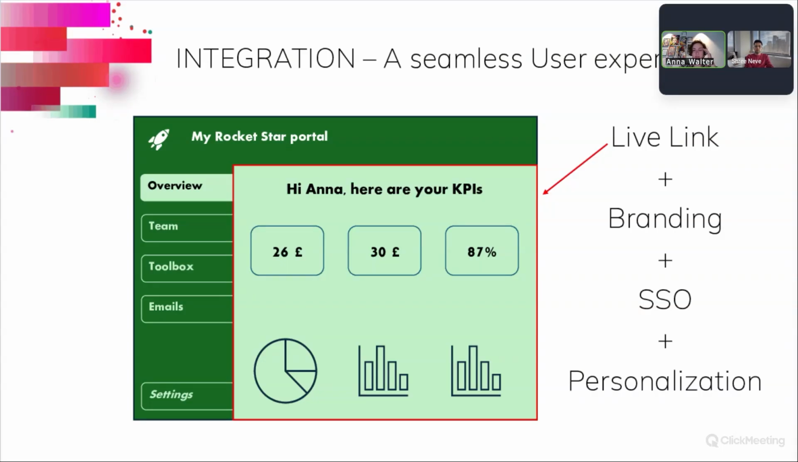For example, here we have a very simple app where we have an overview with the KPIs of the user. The KPI here is actually a live link from ClicData. The rest is your app. And of course, you can brand it. You can log in people via SSO so that when they load that page, they're automatically logged in to their dashboards. And you can personalize the dashboards to make sure that they see their own data, just everything we've seen just now. So when you integrate everything, you will have a completely seamless user experience for your end users.